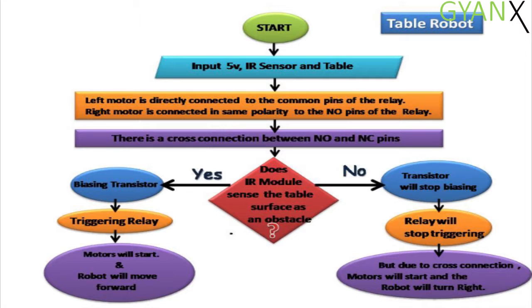In the second case, when the robot comes to the edge, the IR will stop sensing the surface of the table, which will stop biasing the transistor, and the relay will stop triggering, which in turn will stop the motor and the robot will take a right turn.